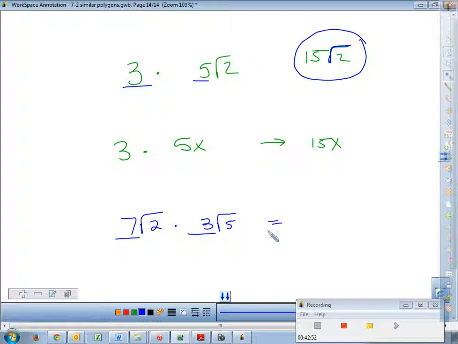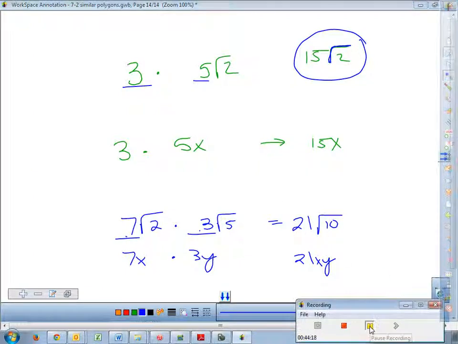What's 7 times 3? Yes, you can. You can multiply anything you want together. What's 7 times 3? 21. What's radical 2 times radical 5? It's radical 10. You cannot add them together because they're not like terms, but you can multiply them together. Just like if I asked you to take 7x times 3y. These are different variables. You get 21xy when you multiply them together. Right? You can multiply anything you want together. You just can't add things together unless they're like terms.